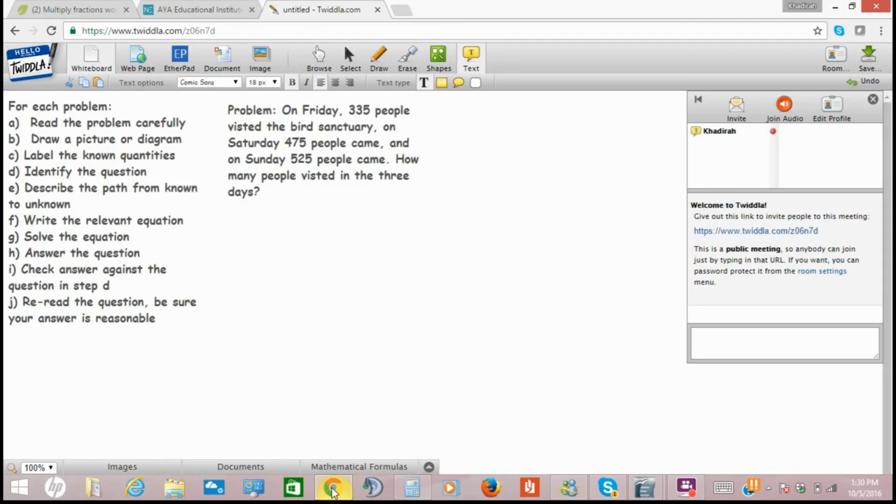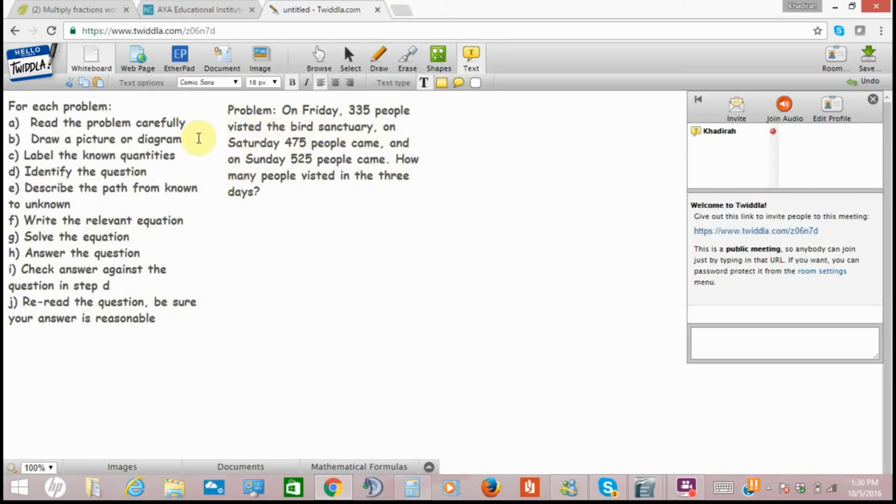First, we're going to go over the 10 steps. A. Read the problem carefully. B. Draw a picture or diagram. C. Label the known quantities. D. Identify the question. E. Describe the path from known to unknown. F. Write the relevant equation. G. Solve the equation. H. Answer the question. I. Check answer against the question in step D. And then J. Reread the question. Be sure your answer is reasonable.